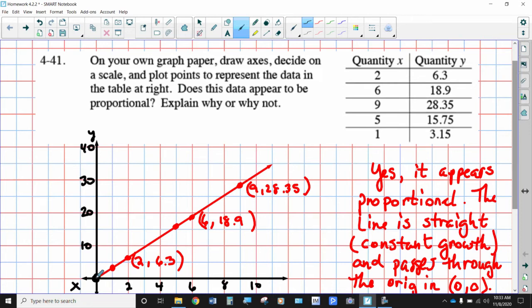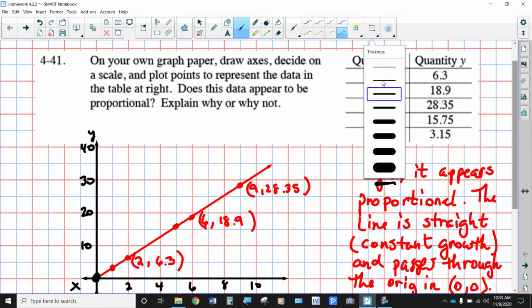And if it does pass through 0, 0, and there's a constant growth rate, as shown by having a straight line on the graph, that means that yes, this is a proportional type situation. Now, if you want to prove that it's proportional, we can do it another way.